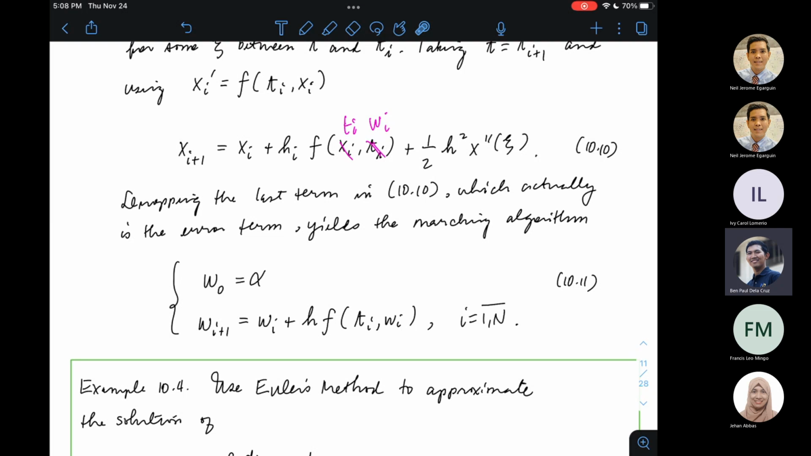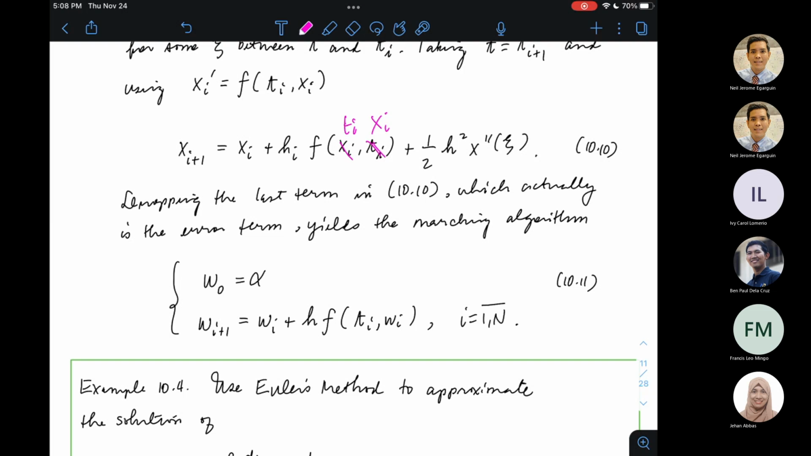Sir, yung sa annotation niya lang, talaga bang W sub I yung nasa right or X sub I? Sa 10.11? 10.10, sir. Sa 10.10. Yeah. Dapat ito ay X sub I pa muna. Thank you. Kasi theoretical pa lang siya, no? Theoretical derivation pa lang. Kasi sa equation 10.7, ina-assume ko pa na alam ko yung data.